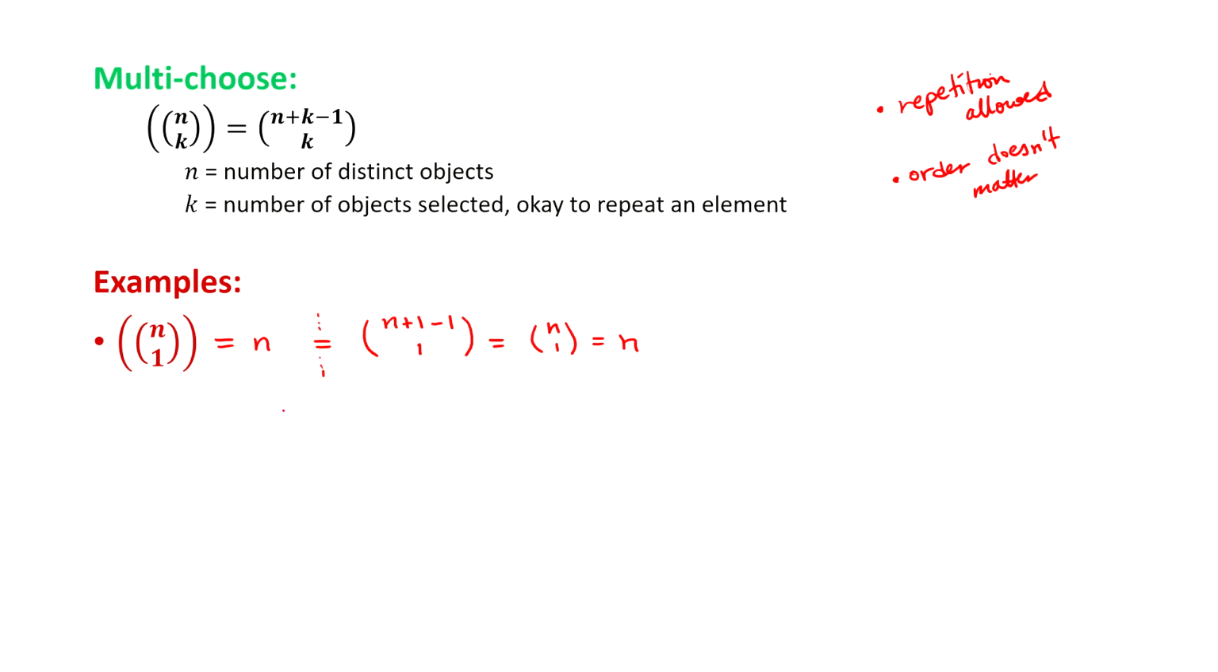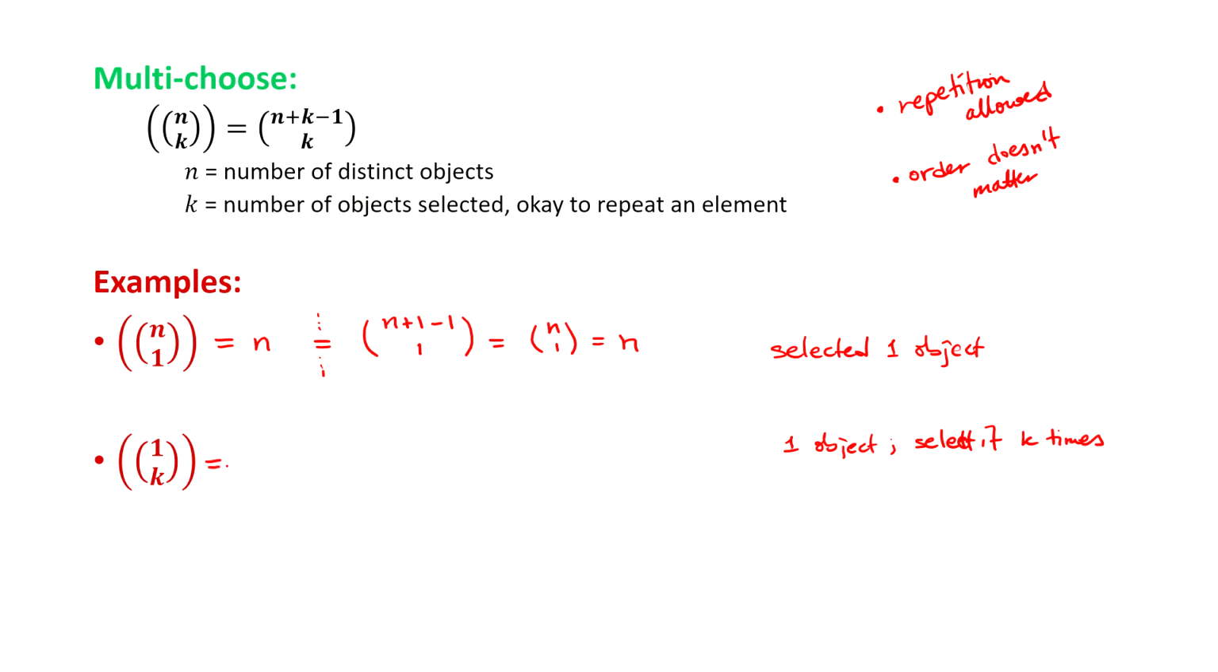So here we selected one object. Now, what happens here? Here it says 1 multi-choose K. What this means is you have only one distinct object, so all of your objects are whatever that one thing is, and you want to select K of them. Unlike with N choose K, where the number K has to be between 0 and N, here K can be as big as you want. So here we're looking at one distinct object, and you select it K times.